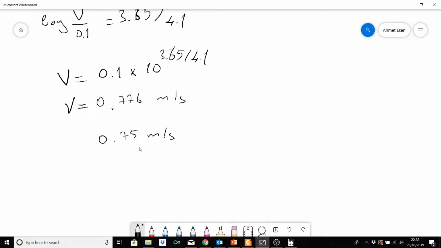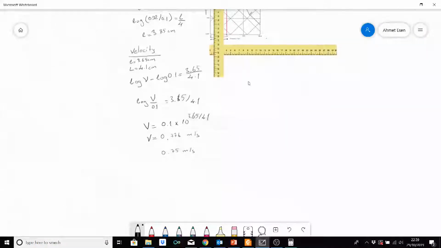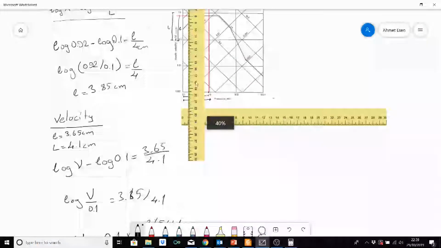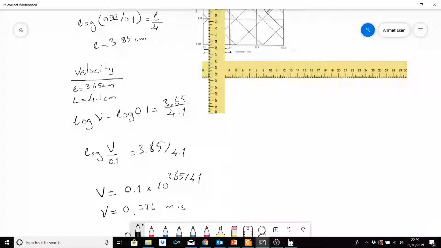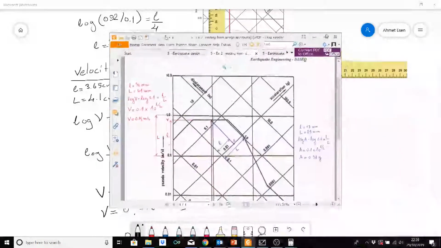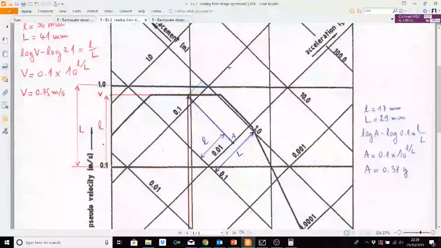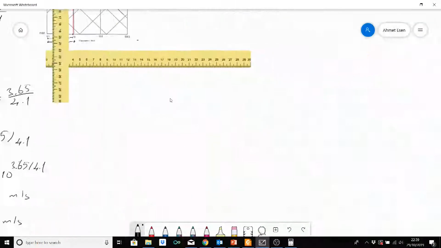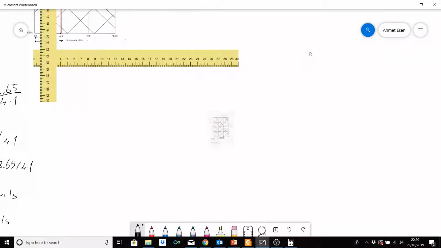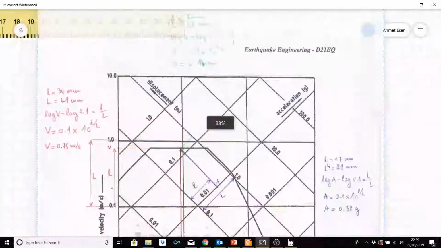So these differences will happen because we are reading these values with a ruler, so it depends on the human eye. We can see different values. Okay, so this was last year's. Let's just take a look at it. Copy. Let's paste it in here.